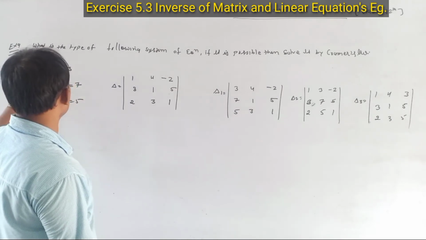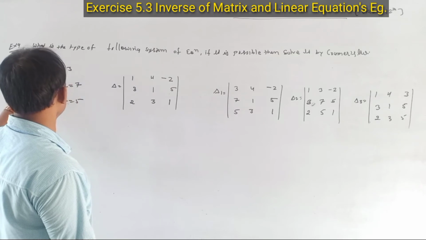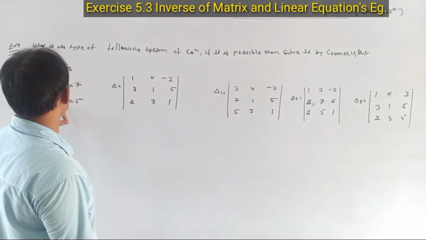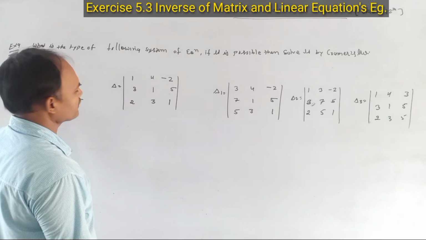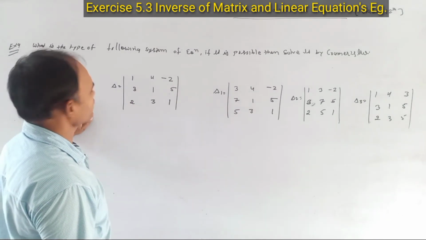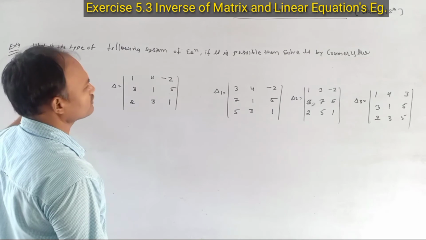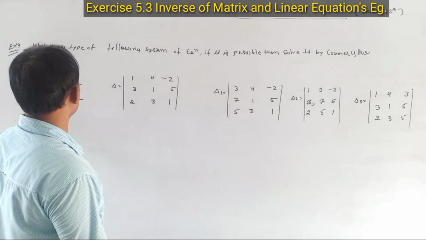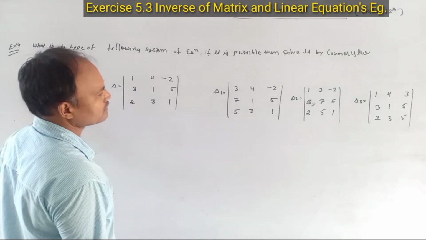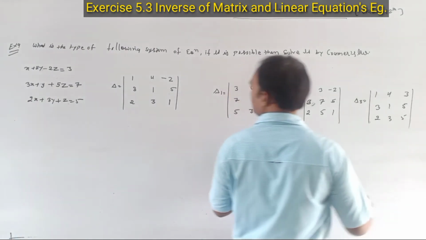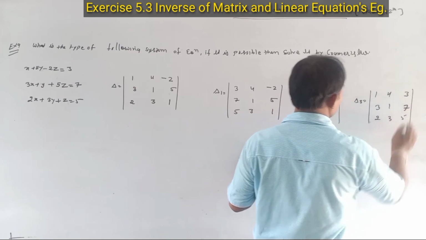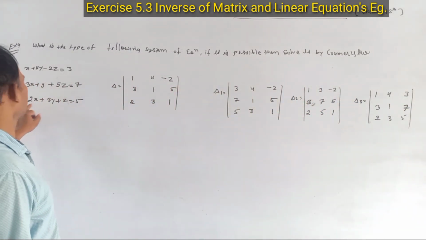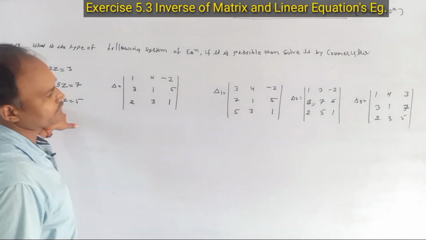Okay, what about delta 2? So it is 1, 3, 2, 3, 7, 5, and -2, 5, 1. What about delta 3? So we can say that it is 1, 4, 3, 3, 1, 7. Okay, it is 3, 1, and it is 7, and 2, 3, 5.